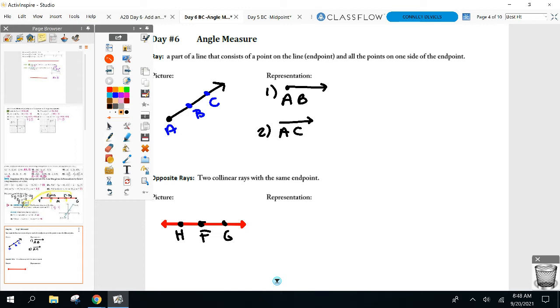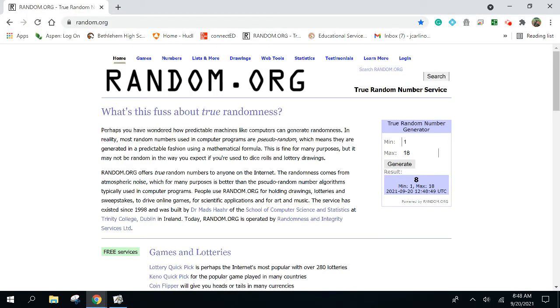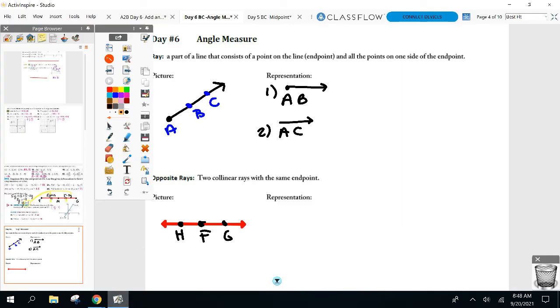Anybody see 2 opposite rays? I'm going to ask somebody to name the 2 opposite rays here correctly in a second. 2 rays share the same endpoint. Got to be collinear, which they are. All right, can you properly name 2 of the opposite rays up here? Grace? Ray FG and FH? Yep, FG and FH, good work, are opposite rays. Good work.